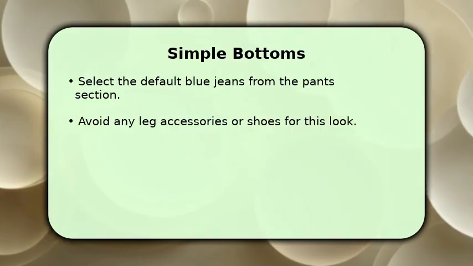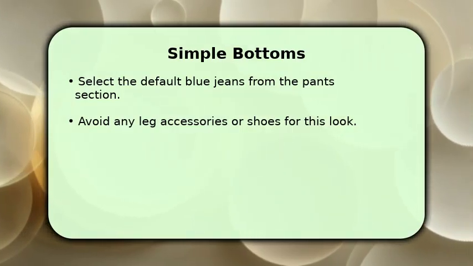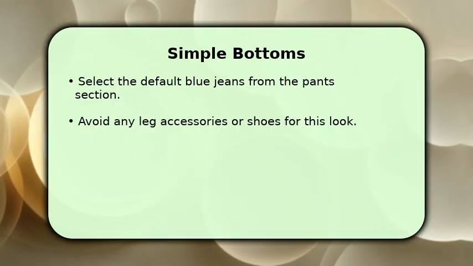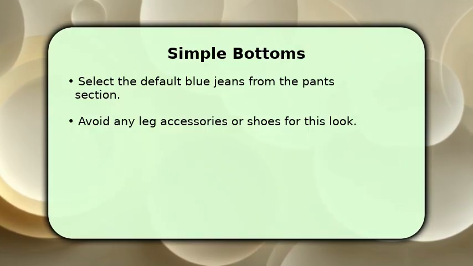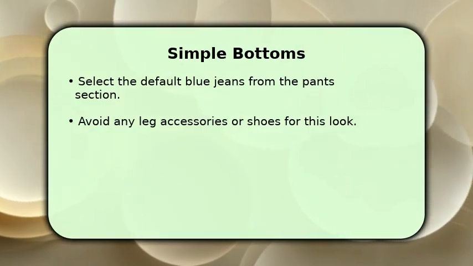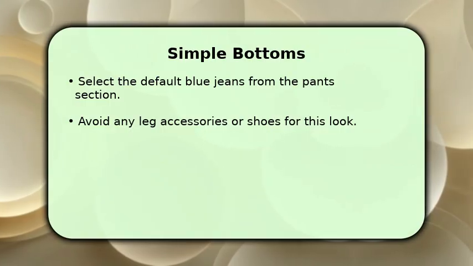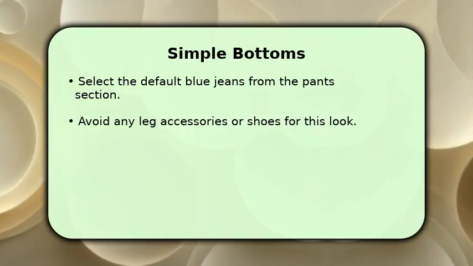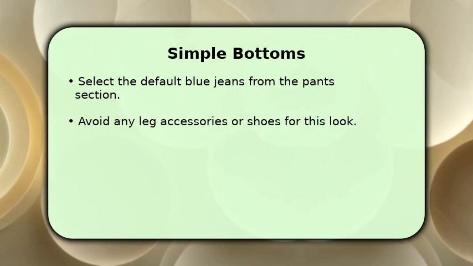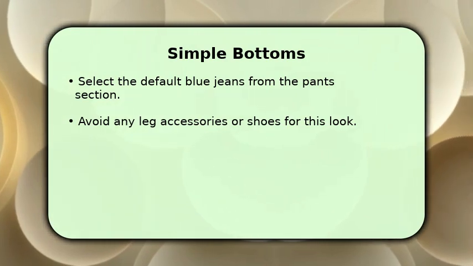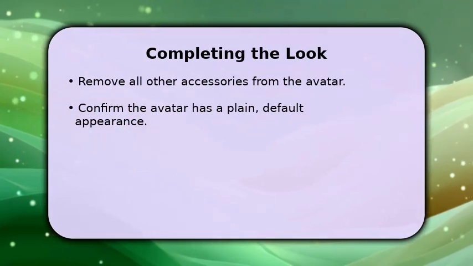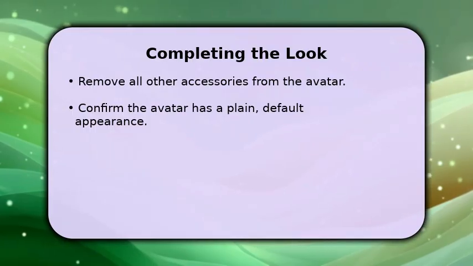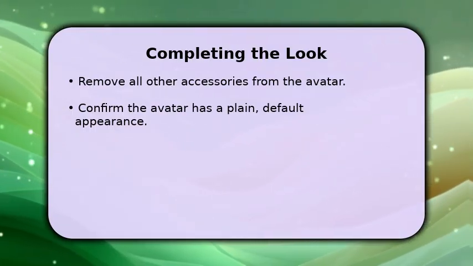Now let's focus on the bottom half of the avatar. Head to the pants section and choose the default blue jeans. These are easily identifiable and a key part of the classic Bacon Girl style. Remember to avoid adding any leg accessories, such as socks or shoes, to keep the look consistent and true to its origins. Finally, to complete your Bacon Girl avatar, ensure all other accessory slots are empty.